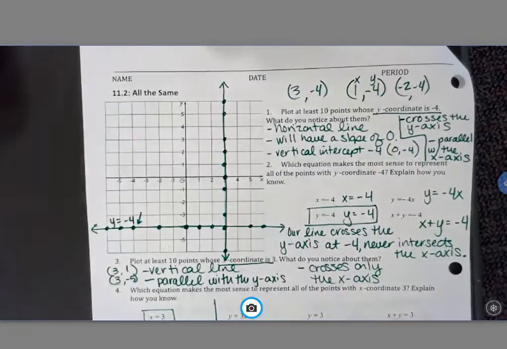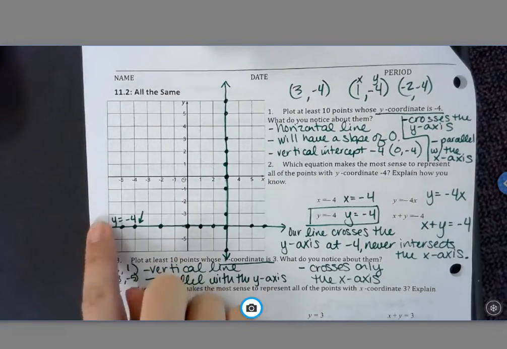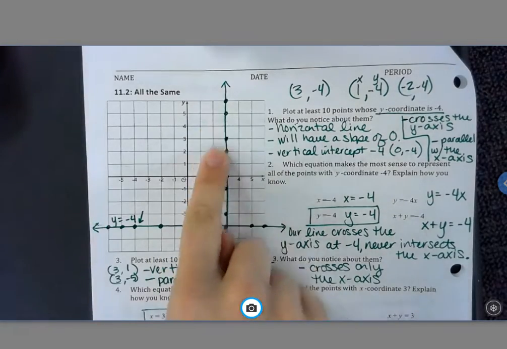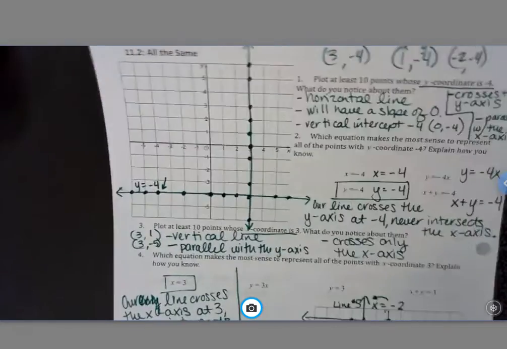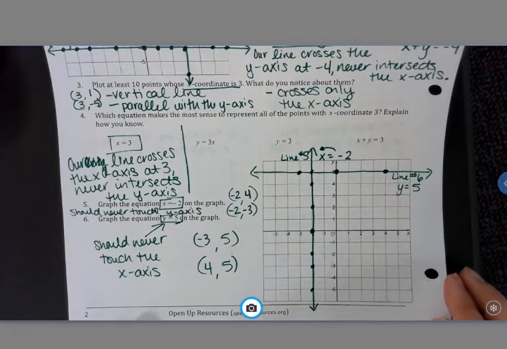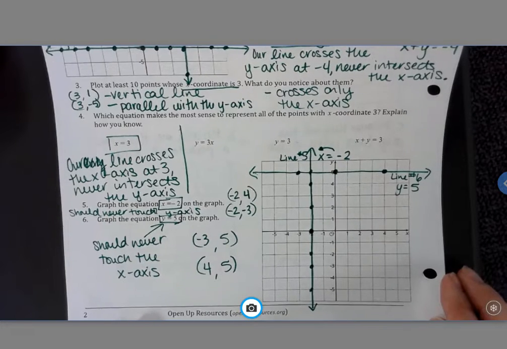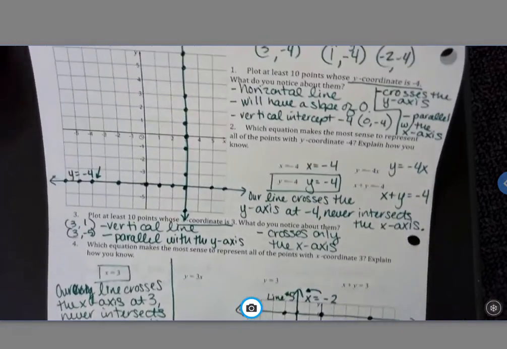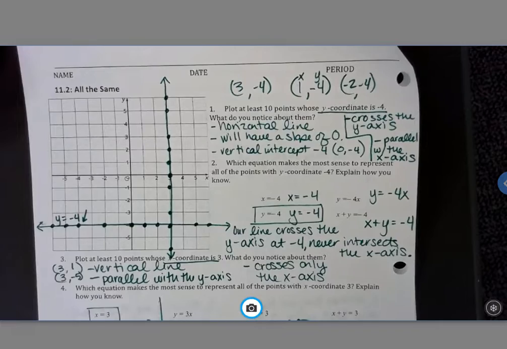Then we went on, and in 11.2, we started talking about vertical and horizontal lines. I did that backwards. Horizontal and vertical lines, and how to write the equations for those. Okay? That was a lot of important information. If you weren't here yesterday, make sure you pause this video and get everything written down so that your notes are complete. Guys, we are going to have an open note quiz over 10 and 11 tomorrow.